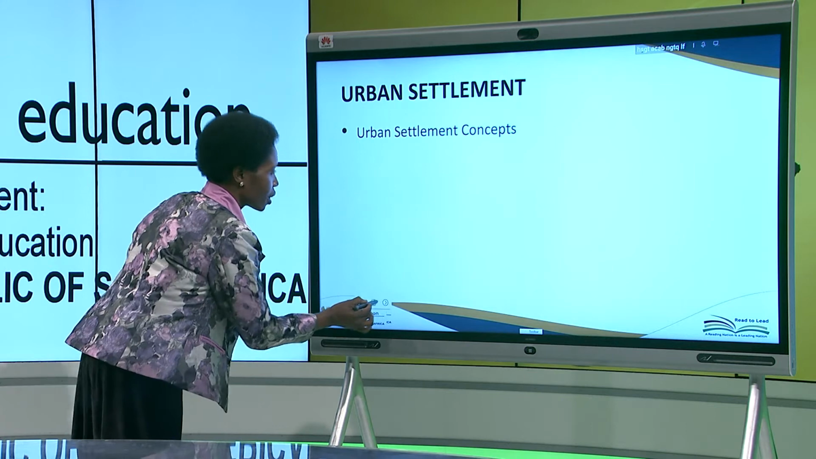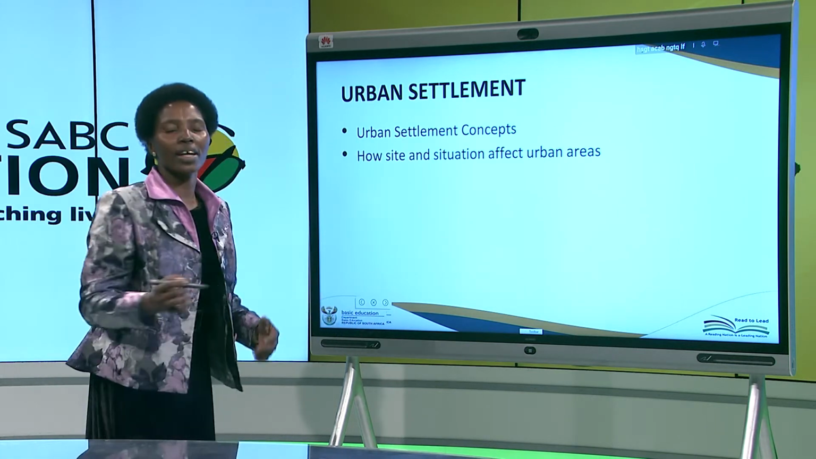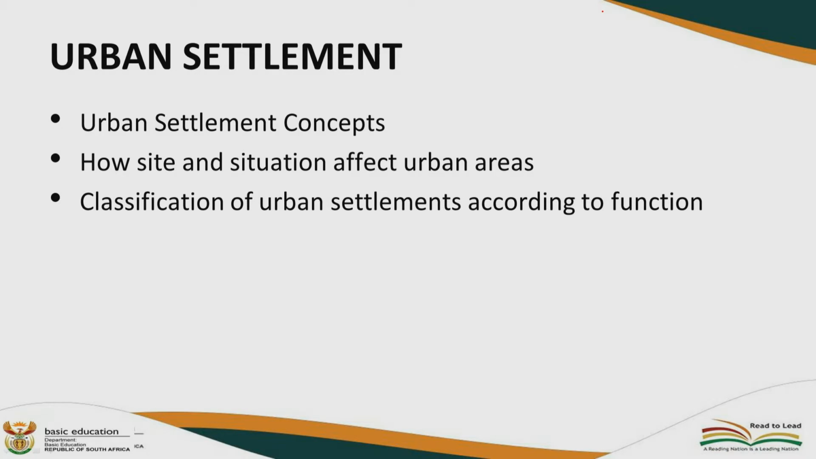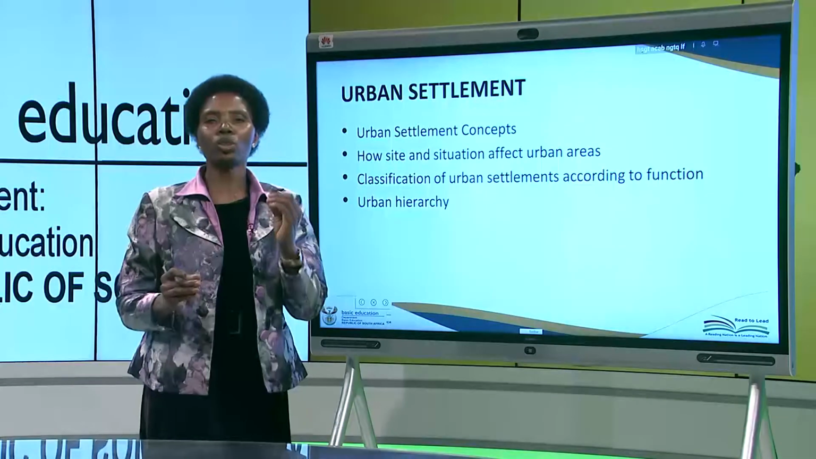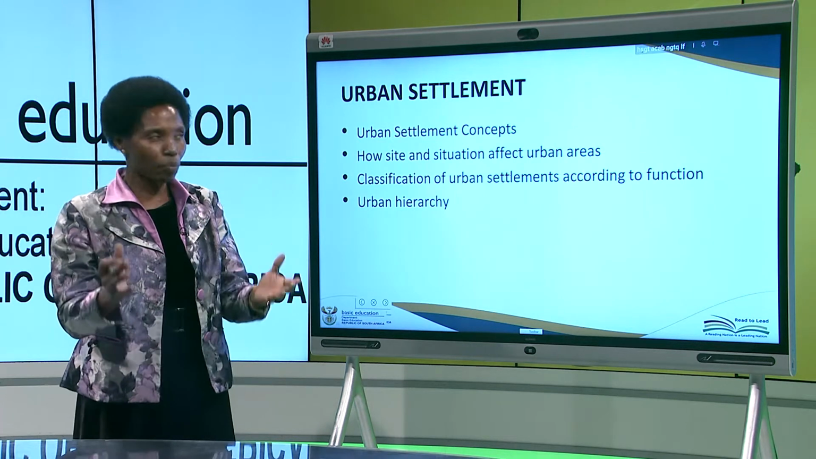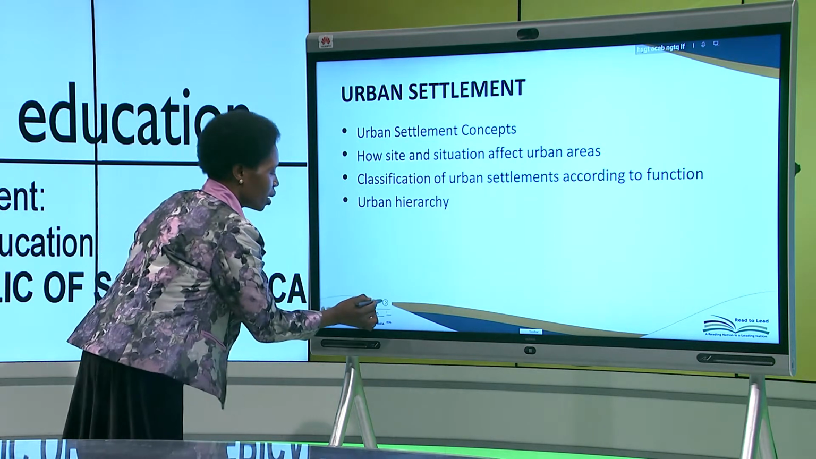Okay, another thing that we are going to look at is how site and situation affect urban settlement. The third thing is classification of urban settlement according to function. And the last thing that we are going to look at is urban hierarchy. Okay, so with everything that we are going to cover today, you need to take note that we deal with concepts because they are very important. Okay, let's start with the introduction.